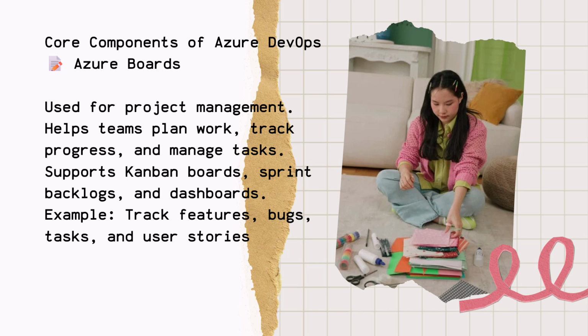And a core component of Azure DevOps is Azure Boards. This board is used for project management. It helps teams plan their work, track their progress, and manage their tasks. It supports Kanban boards, sprint backlogs, and also dashboards. For example, features can be tracked, bugs can be tracked, tasks can be tracked, and user stories can also be tracked.